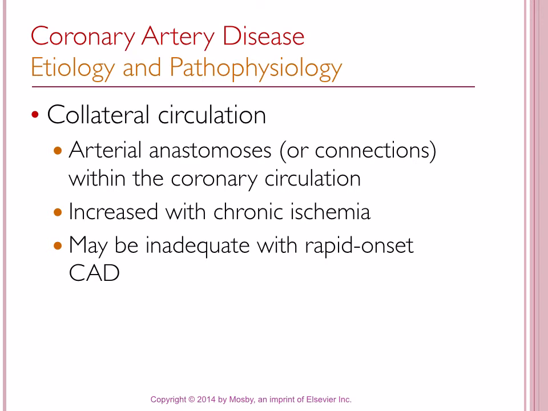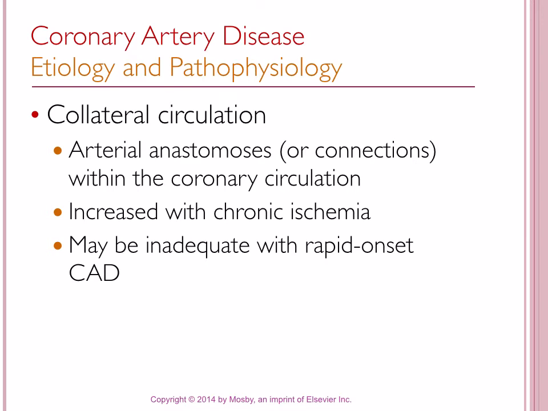There is something called collateral circulation. Now, collateral circulation means that blood has to follow a certain path through the arteries, but sometimes there will be new arterial connections within the arterial system and they will start a collateral circulation within the coronary circulation. And two factors which will contribute to the growth and extent of this collateral circulation: the first is a genetic predisposition of the body to develop new blood vessels, and there is also the presence of chronic ischemia.